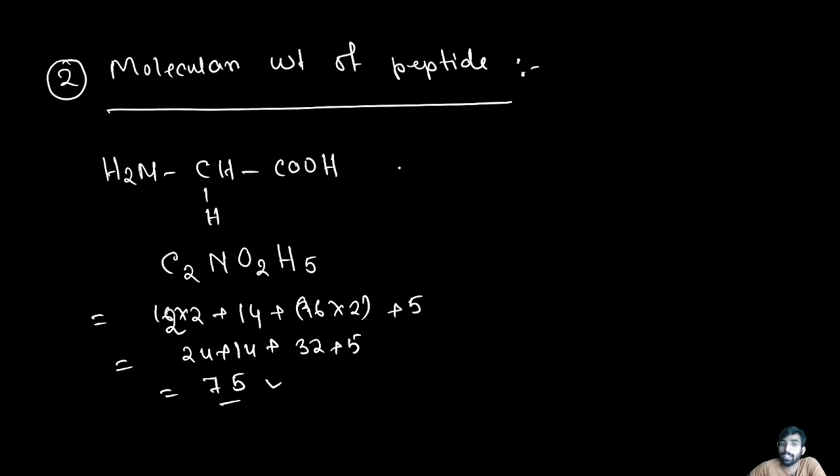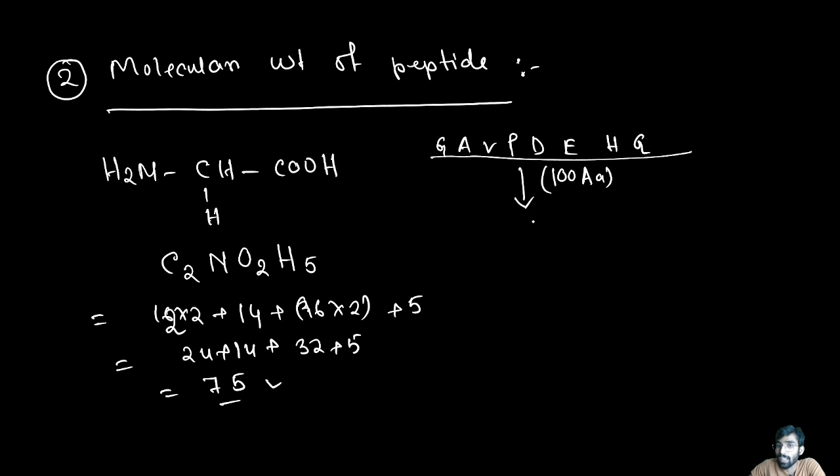Similarly, you can calculate for alanine, arginine, histidine, every amino acid. But suppose I am giving you one stretch of 100 amino acid residues. At that time, you can't calculate individually, right? Suppose this is glycine, this is alanine, this is valine, this is proline, this is glutamate, this is aspartate, histidine, again glycine. You can't calculate for every amino acid. Then your 3 hours will be over for sure. So what you can do is, in general, the average molecular weight of an amino acid is taken as 128.